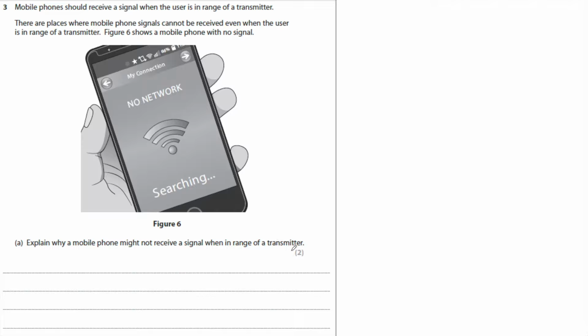Now this is worth 2 marks, so you've got to have linked statements. And it could be any of quite a few. The first could be that there are no available channels or frequencies to connect because they're all being used or there's too much demand. The second one could be if you're in a built-up area, you could have large buildings which obscure or reduce the signal.